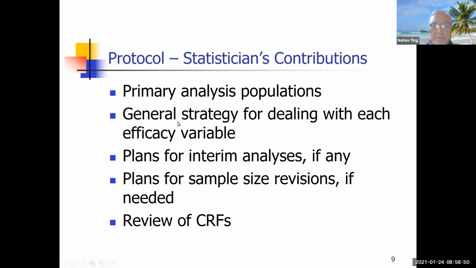Primary analysis population, general strategy, plans for interim analysis, if any. I mean, I think that's a big deal. If you have interim analysis, and of course we do adaptive design and other things, all right, we must be very careful about those. Plans for sample size revision if needed, and review of CRF. CRF is important. All right. Usually statisticians do not pay too much attention to CRF, but CRF is critical. That's where we get our data. That's the source of our data.